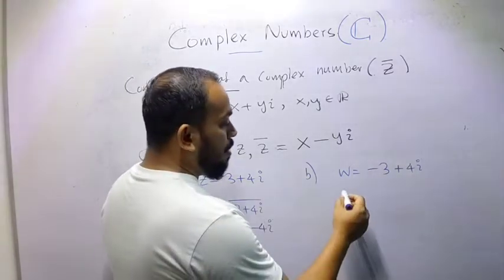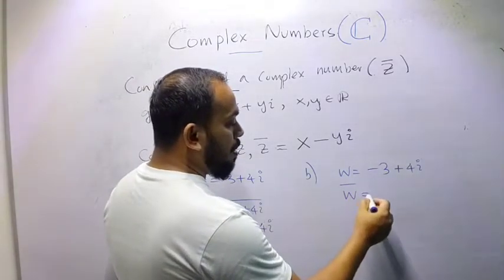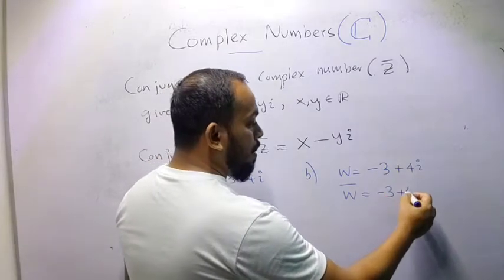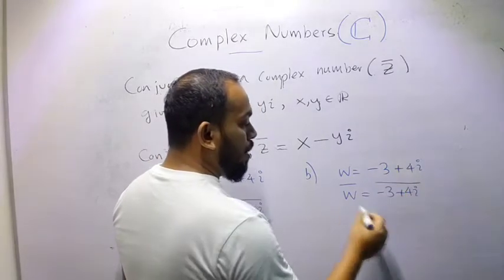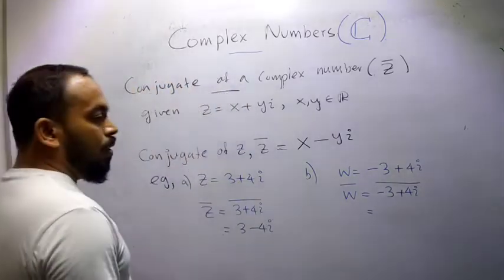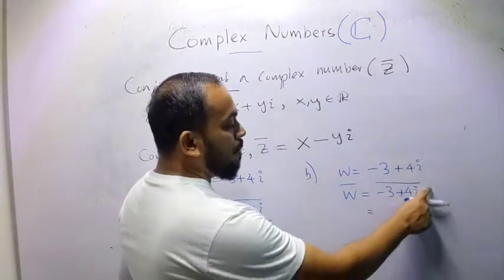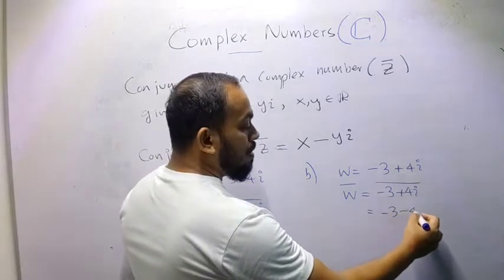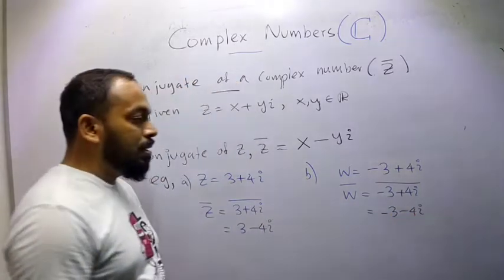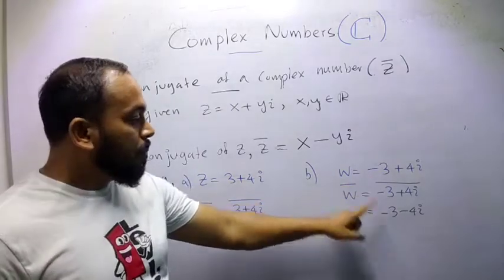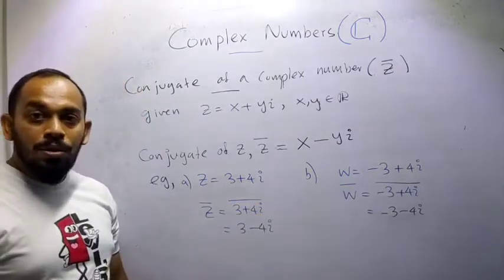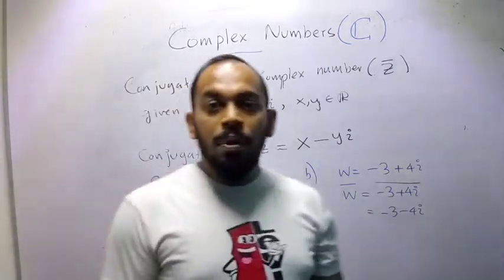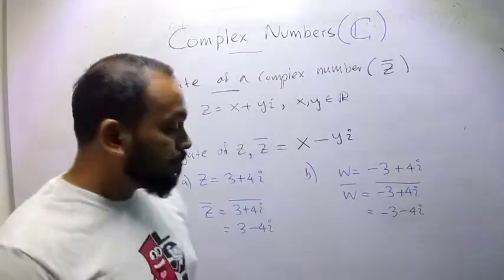Here, conjugate of the complex number, minus 3 is the same, so minus 3 plus 4i, conjugate only changes the sign of the imaginary part. This would be minus 3 minus 4i. So note here that the sign of the real part does not change, but the sign of the imaginary part does change, right?